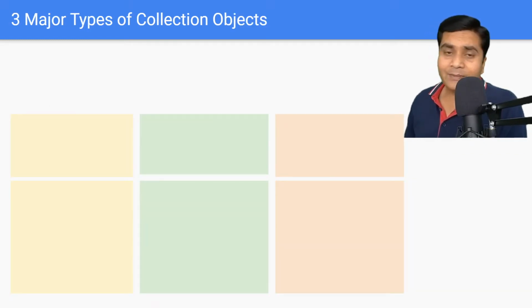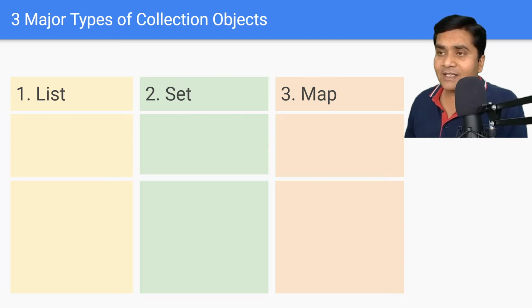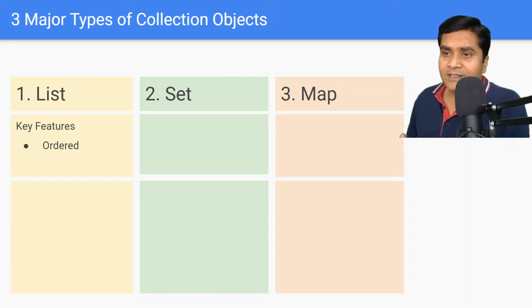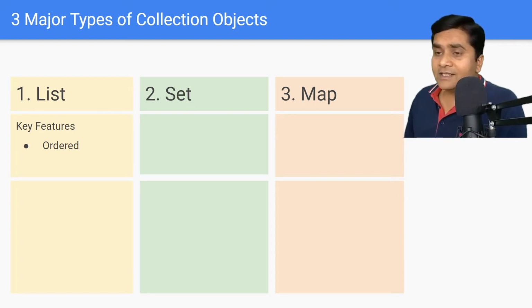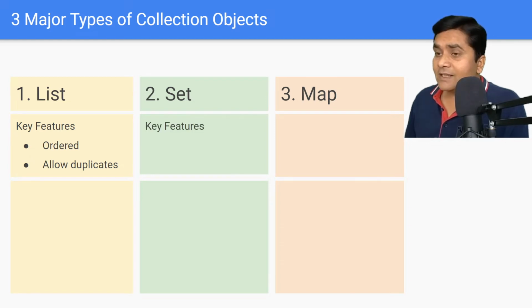Now we have three major types of collection here: list, set, and map. These are the three major categories of collection objects in Java. The key feature of the list is that it is an ordered collection. It is just like an array, which holds the data in a proper sequence, like 0, 1, 2, 3 indexed. Another point for the list is that you can store one object multiple times, meaning it permits duplicate values. Set is exclusively designed for unique objects. It will not allow duplicate values.